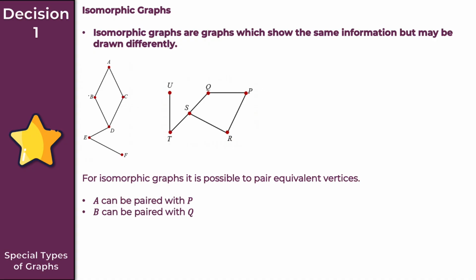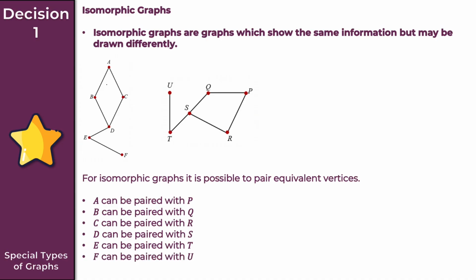B can be paired with Q, so B here again has order 2, and the same is true for Q. So C here can be paired with R, so again C here has order 2, and the same is true for R. D can be paired with S here, so D then has order 3, and the same is true for S. E can be paired with T, so E here has order 2, and again the same is true for T. And then finally, F can be paired with U. So F here just has order 1. And again, for the very last time here, U also has order 1.